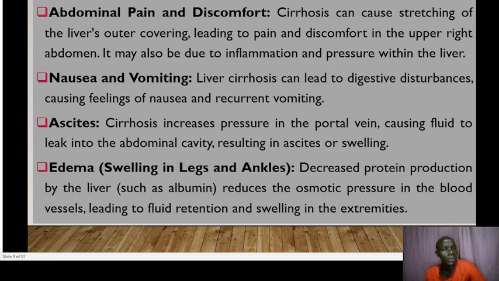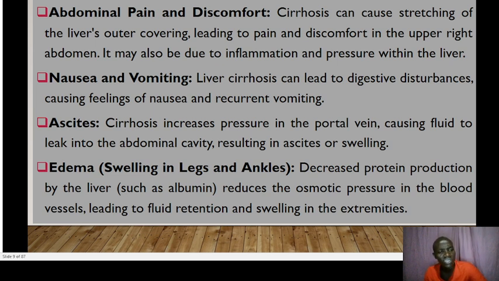What about abdominal pain and discomfort? Well, cirrhosis can cause stretching of this liver outer covering. And when there is stretching of this outer covering, it leads to pain and discomfort in the upper right quadrant. It may also be due to inflammation or pressure within the liver. And why should someone present with nausea and vomiting? Liver cirrhosis can lead to digestive disturbances causing feelings of nausea and recurring vomiting.